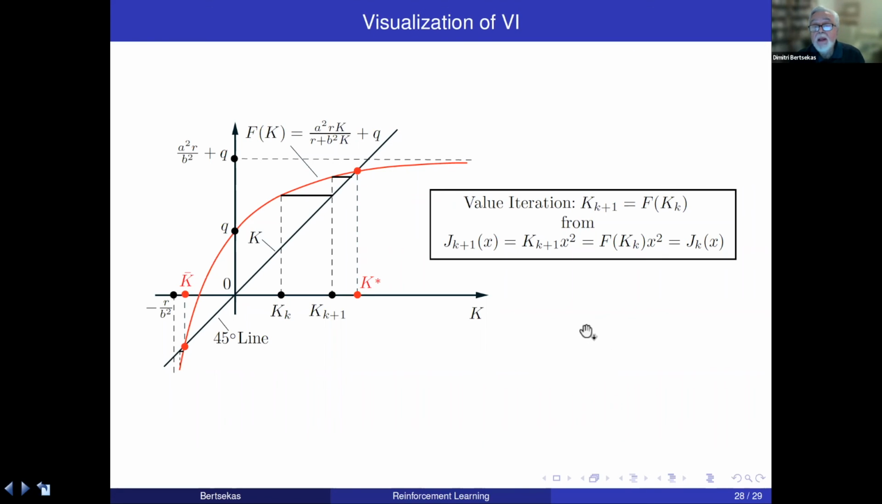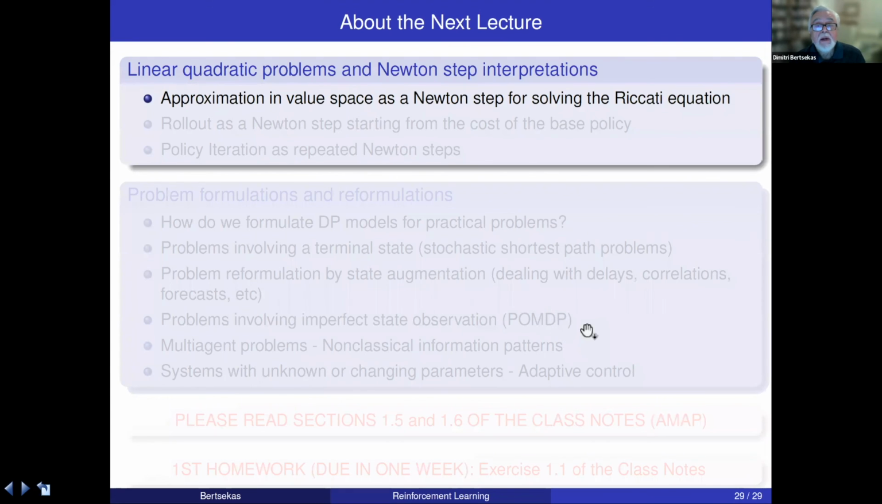So this is the last slide. And let me say a few things about what we're going to do in the next lecture. We're going to look at linear quadratic problems again, and look at the Newton step interpretations that I have alluded to so far. We're going to view approximation in value space as a Newton step for solving the Riccati equation.